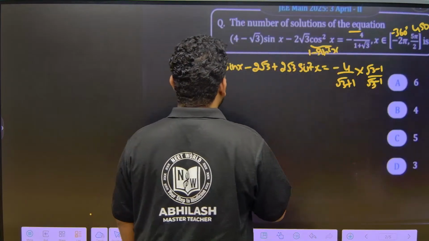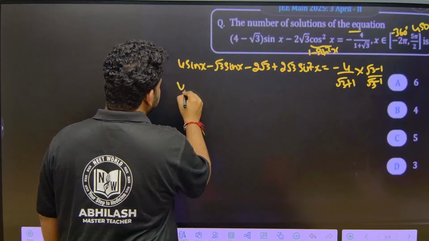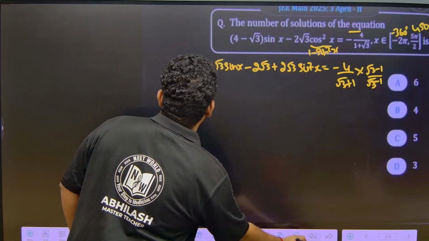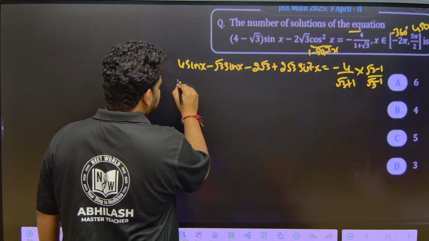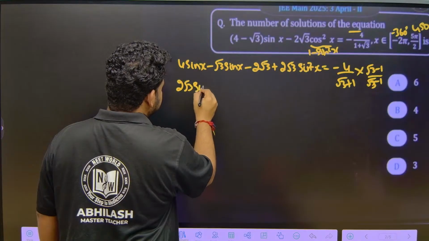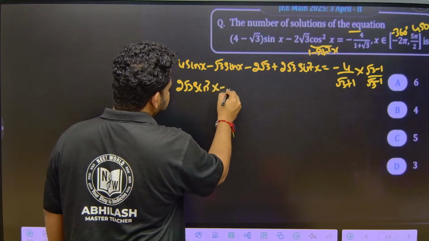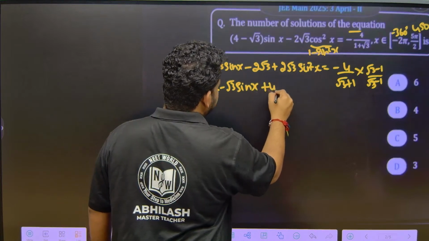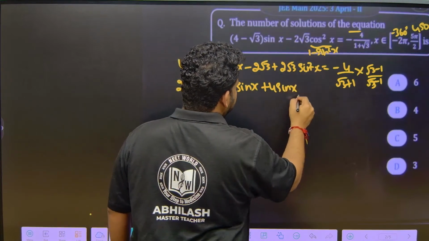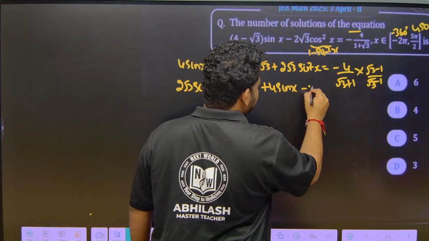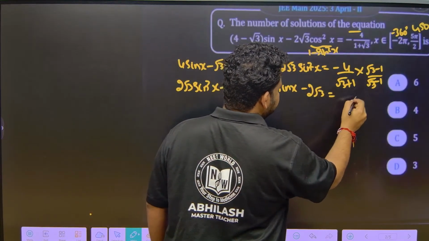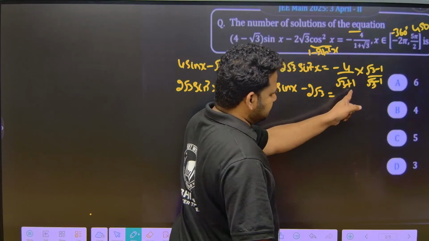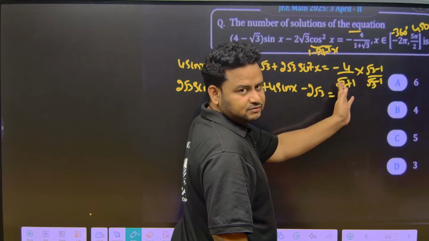So this I will get as what, friends? Let me write down sin square x first. This will become 2 root 3 sin square x minus root 3 sin x, plus 4 sin x minus 2 root 3 is equal to, what do I have? Root 3 minus 1. See here, this will become root 3 plus 1 times root 3 minus 1, a plus b into a minus b.